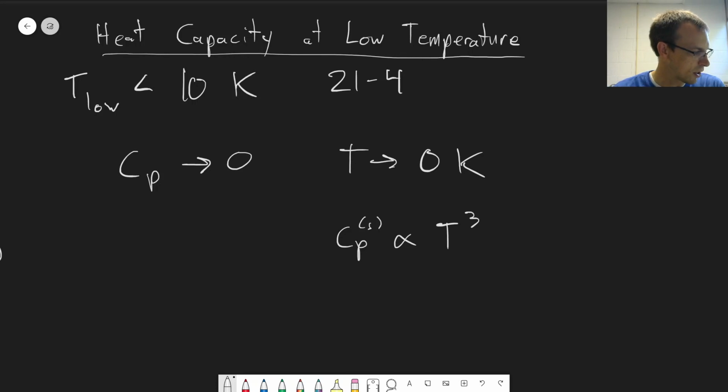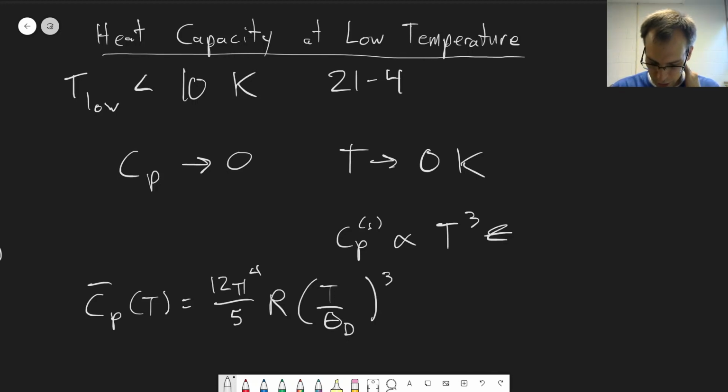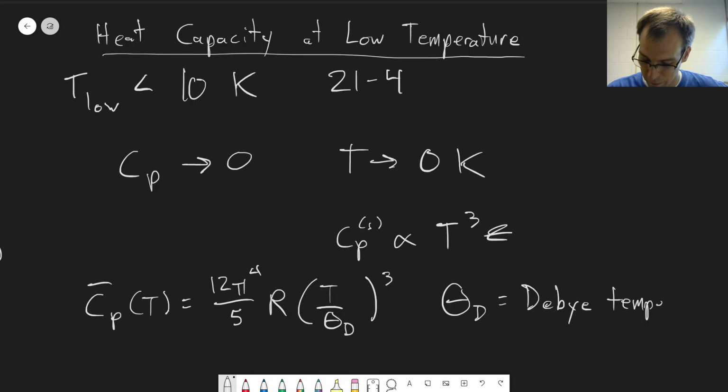And so there is an equation that was developed by Peter Debye that the molar heat capacity, Cp bar, as a function of temperature for something at these low temperatures is 12 pi to the 4th over 5 times the gas constant times T divided by this variable called theta d, cubed. So this is the T to the third relationship that we see here. Theta d has units of temperature and it's called the Debye temperature, and this would be something you would need to find for your particular solid that you're considering.